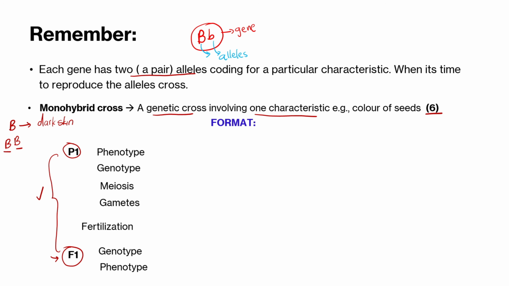So what will be my phenotype? In this case, my phenotype is going to be dark-skinned, because remember that the dominant characteristic is the one that will show in the phenotype. Here I have capital letter B and capital letter B, and I know that the capital letter represents dark skin. So my phenotype there will be a dark-skinned male.